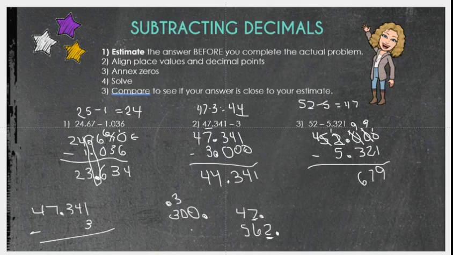This becomes a 4, and this becomes an 11. 11 minus 5 is 6. 4 minus nothing is 4. And our decimal point goes straight down from those in the answer so that the place values are still aligned. And my answer is 46 and 679 thousandths, which is close to 47.